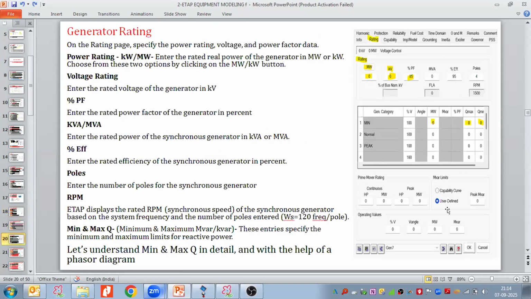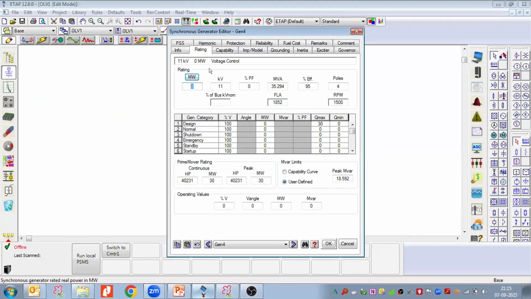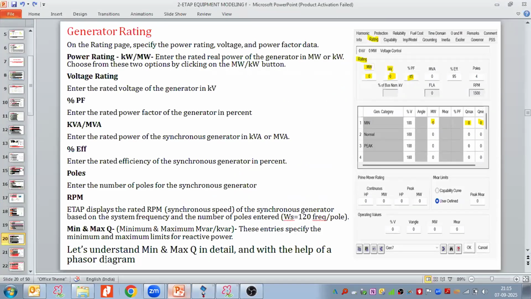So here we have the rating page snapshot, and you can see all these yellow parameters we need to define. On the rating page, specify the power rating, megawatt or kilowatt, the output voltage, and the power factor data. Power rating: enter the rated real power of the generator in megawatt or kilowatt. Choose from those two options by clicking the megawatt or kilowatt button. What I mean is, if you want to put kilowatt, just click over here and it will convert into kilowatt. If you want megawatt, click here again and it will switch into megawatt.